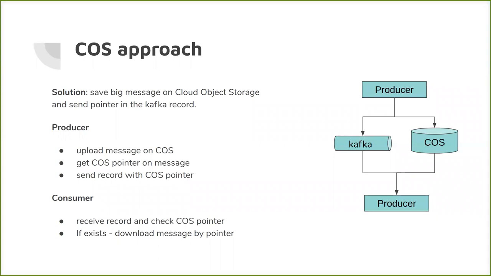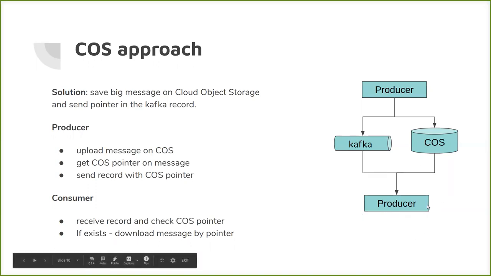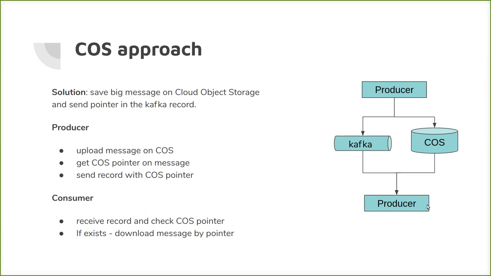Oh my God, I have a mistake. Here is the producer, and in the end should be consumer. So on the producer side, we have to implement logic to upload the file to the cloud object storage, create the record, and instead of the record content, we are just putting the link to the object on the cloud storage. And on the consumer side, here at the bottom, when we receive the record, we have to parse the record, get the link, and download the file from the object storage. So it's not a hard way to implement, actually.